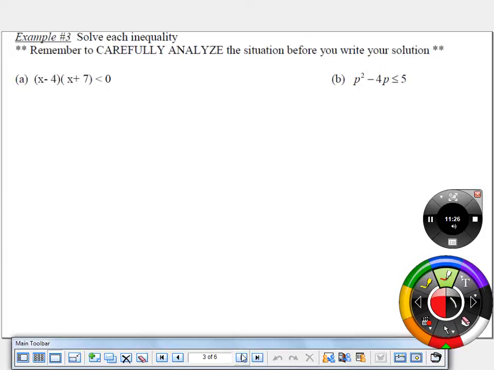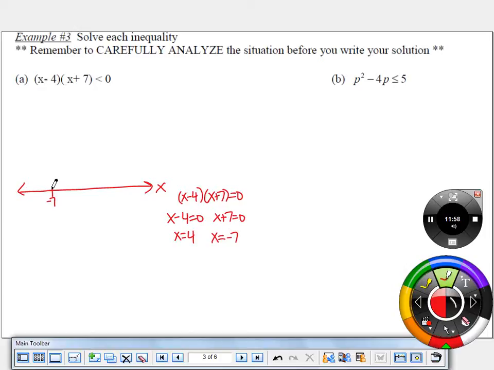So if we look at example 3, part A, it's already factored for us. Okay? So we know that on the x-axis of the graph, it's going to cross where the solutions are. So think about if you were trying to solve x minus 4 times x plus 7 equals 0, you would find a 0 at x equals 4, and you would find a 0 at x equals negative 7. And so we would have at negative 7 and at positive 4 the places where the graph is going to cross through the x-axis. Okay?